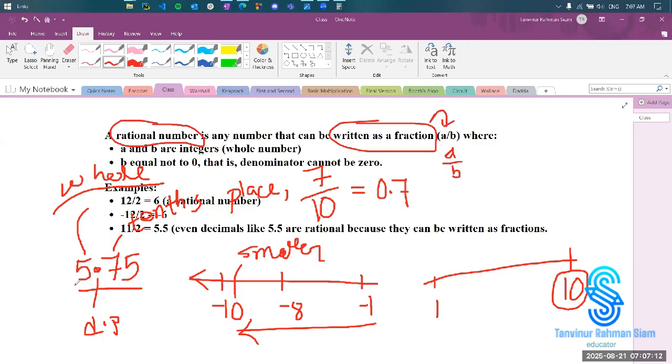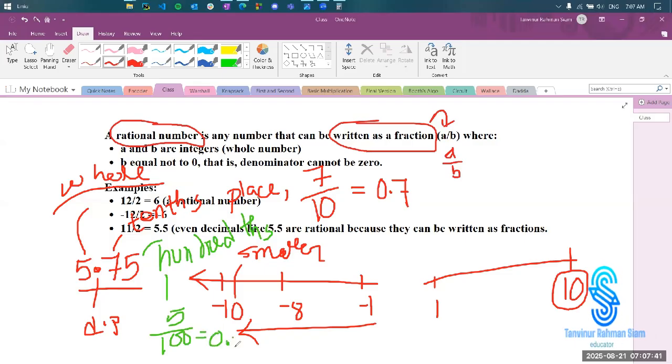Right. After that, let me use another color. So after that, it's nothing but hundreds place. So it's nothing but 5 divided by 100. And 5 divided by 100 is nothing but 0.05. Isn't it so?